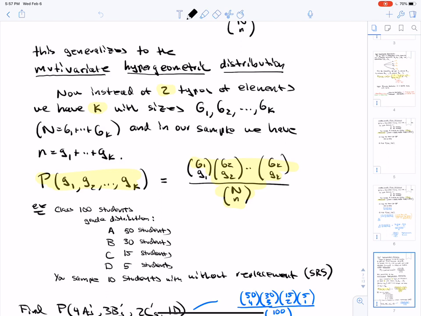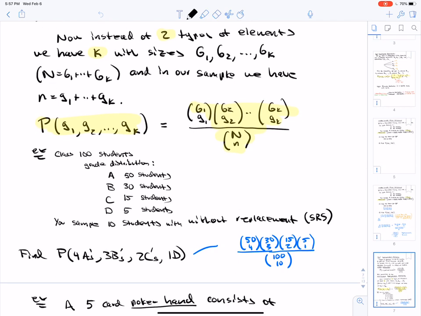And so in our sample, we have n is g1 to gk. So the probability of getting G1, G2 up to GK is given by this generalized hypergeometric formula shown here.